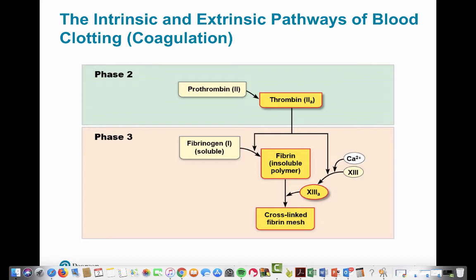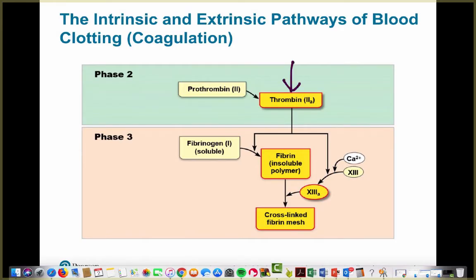Phase 2 takes this prothrombin, which is factor 2, and then essentially changes it to active thrombin. And then thrombin is there to take the fibrinogen to activate it into the insoluble polymer fibrin so it can make this cross-linked fibrin mesh. And that again is due from factor 13 that comes in, activates it along with calcium. So this is basically going to be reviewed through by looking at the case study that you're going to be working on.